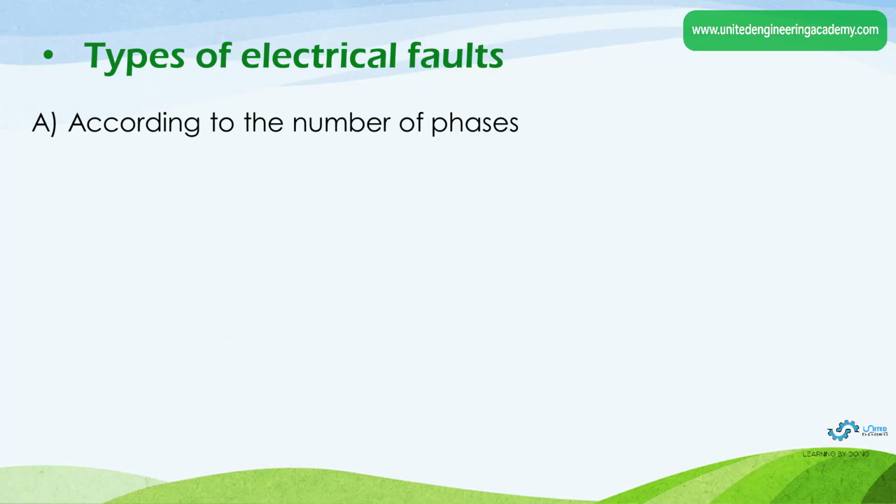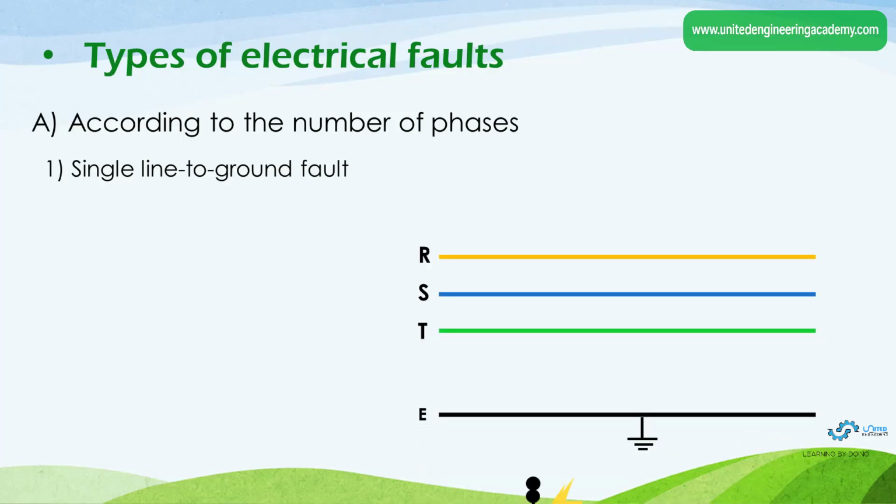So we have some different types under that category, and the first type we have now is the single line to ground fault. And at that time only one line has a fault condition, so it's connected by a mistake to the ground as you see here, while the two other phases are healthy as they have no fault.